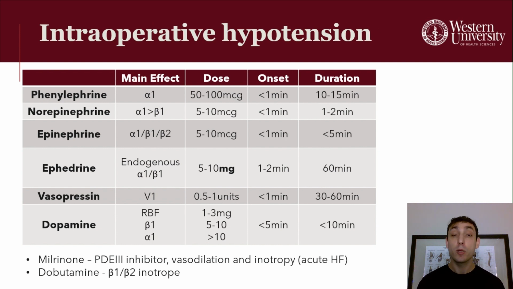You can also think about milrinone, which is a phosphodiesterase 3 inhibitor. So that means it causes vasodilation and inotropy. You will most likely see this in an acute heart failure patient. Also, dobutamine, the inotrope, which functions mostly on beta 1 and beta 2 receptors.